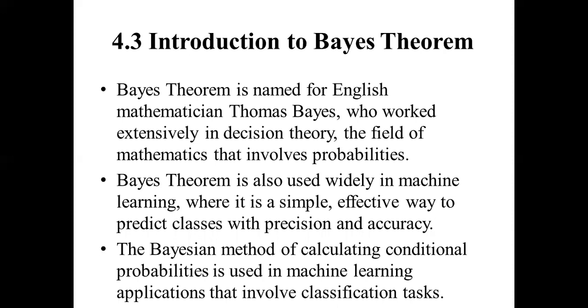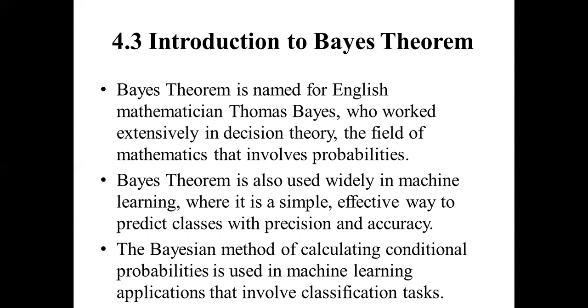Bayes theorem was named after the English mathematician Thomas Bayes, who worked extensively in decision theory, a field of mathematics that involves probabilities. In the third chapter also we have seen probability: dependence and independence, then conditional probability, then Bayes theorem and Bayesian inference. These are the points we learned in probability. So now we are learning about the Bayes theorem.